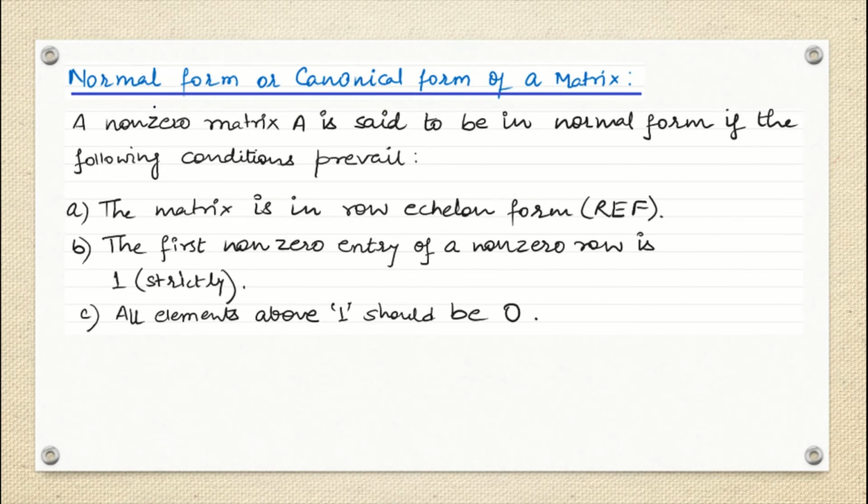Okay. So what is your normal form or RREF form? A non-zero matrix A is said to be in normal form if the following conditions prevail. The very first thing is that the matrix should be in row echelon form. Then only will we convert the matrix into the canonical form. The second important criterion is that the first non-zero entry of a non-zero row is 1. Since we have included this criterion in our row echelon form, this is actually a subpart of my first point only. So here strictly it should be 1. The third is that all elements above 1 should be 0. So we are going to see all these conditions.